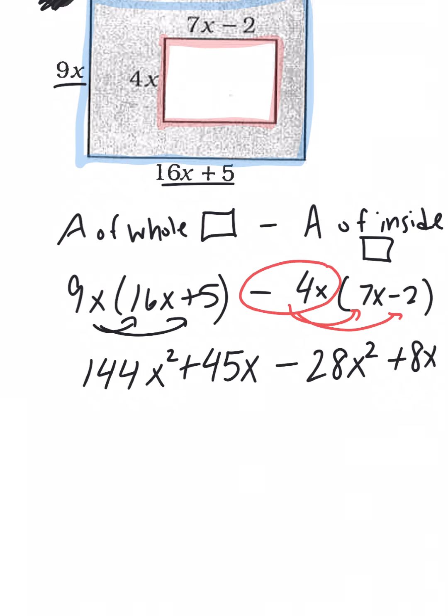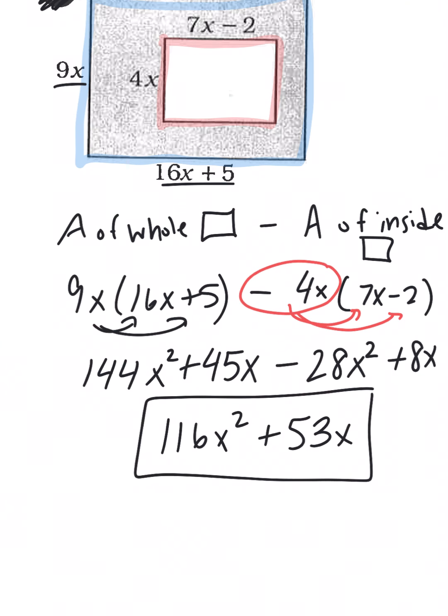So we're going to subtract now 144 x squared minus 28 x squared, combining like terms, is going to give me 116 x squared, and then 45x plus 8x is going to give me positive 53x. And that's a polynomial in standard form, going highest degree to lowest degree, that represents the area of the shaded region.